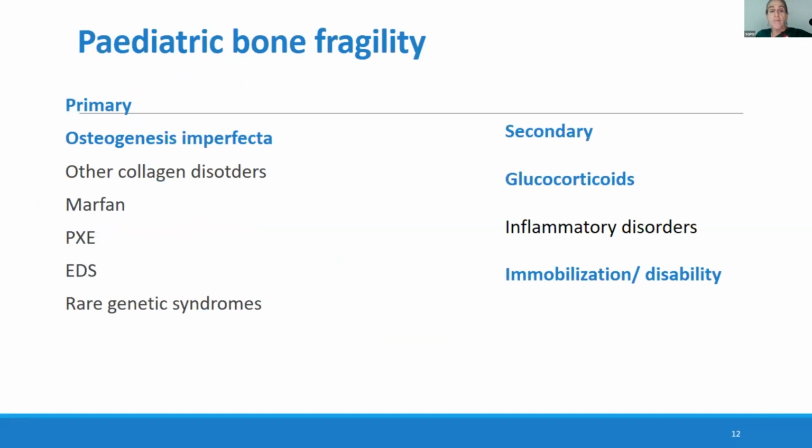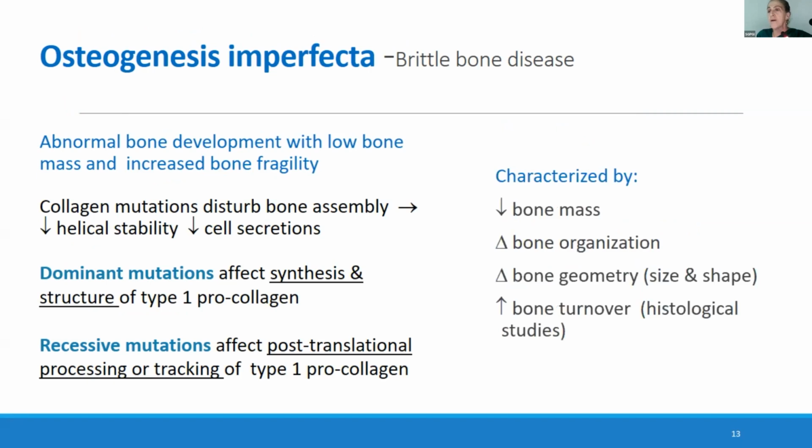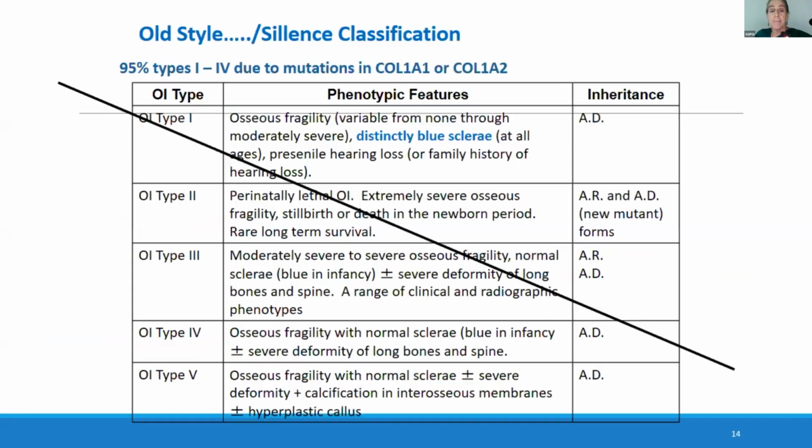So we're going to go through primary and secondary causes of fragility as quickly as we can. We know that OI, brittle bone disease, is abnormal bone development with a low bone mass and increased bone fragility, with collagen mutations that disturb the bone assembly. Generally speaking, they're COL1A1 or COL1A2 with dominant mutations affecting the synthesis and structure of type 1 collagen, and the recessive ones affecting post-translational tracking. And they're all characterized by poor bone mass and disorganized bone with high bone turnover.